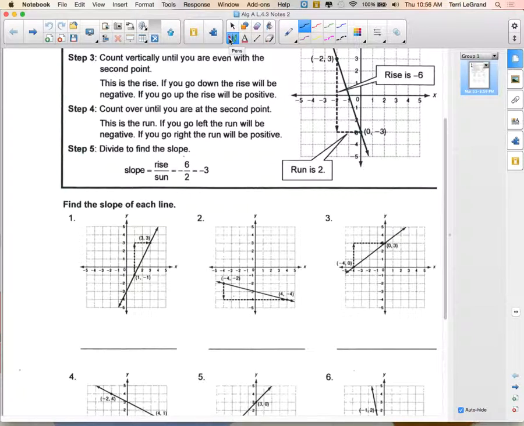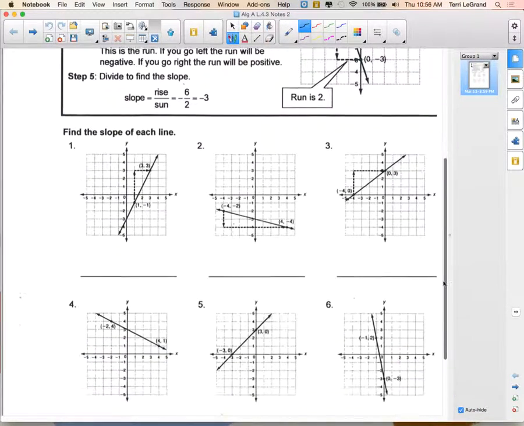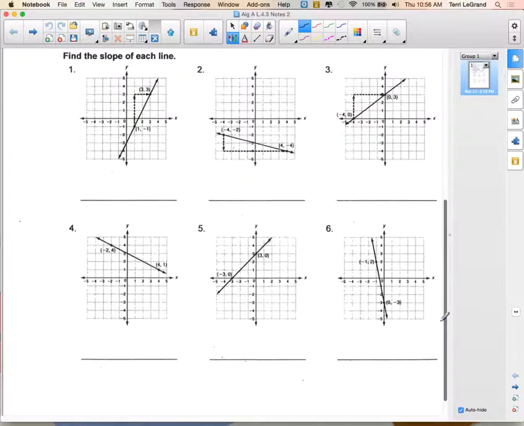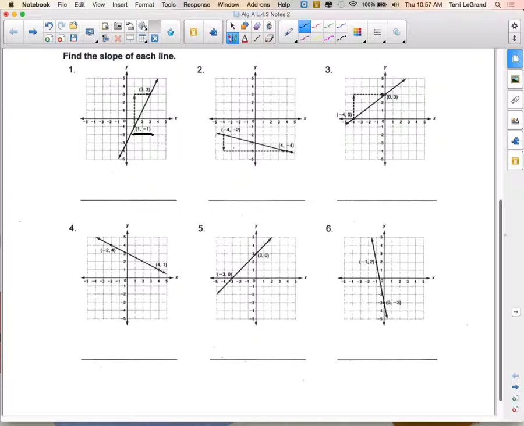So we'll just skip past that example at the top and we'll go down to practicing. We already talked through those in the book. Okay? So find the slope of each line. So they have two ordered pairs here. We have ordered pair 1, -1, this point right here. And we have ordered pair 3, 3, this point right here.